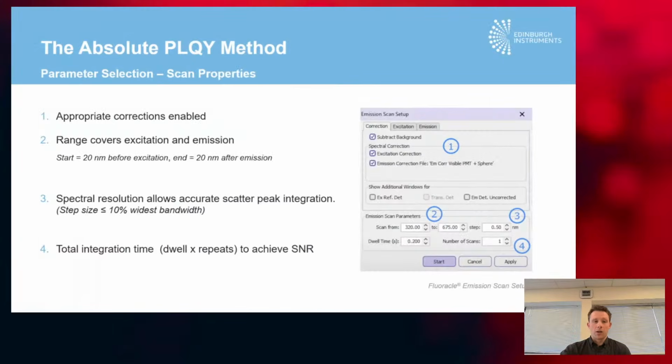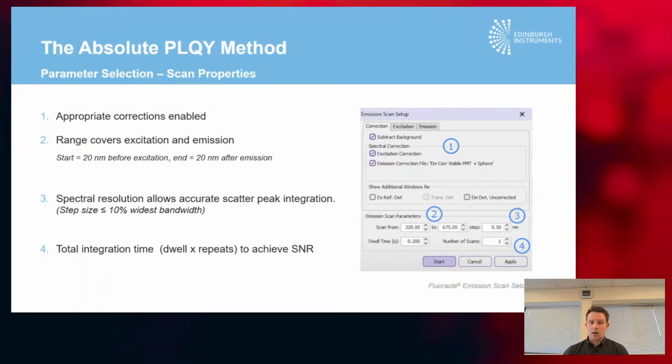Once you're happy with that, you can then select your parameters. You want to ensure that you have any appropriate corrections, such as a background subtraction, emission correction, and the appropriate emission correction file. You want to choose your scan range so that it covers both the excitation and emission peaks. We recommend that you start 20 nanometers before the onset of the excitation and end 20 nanometers after the end of the emission.